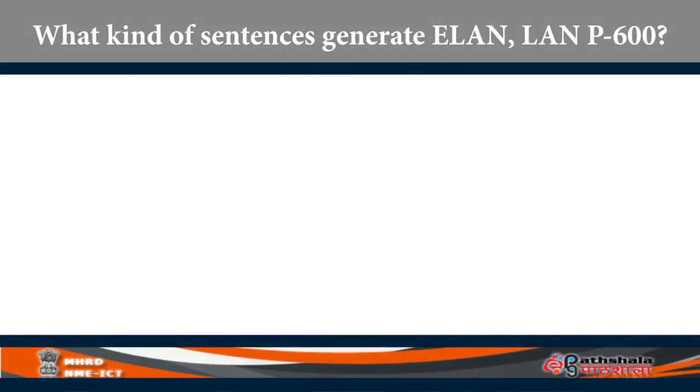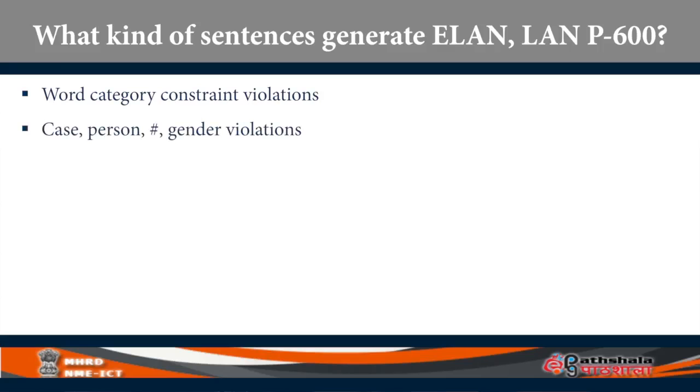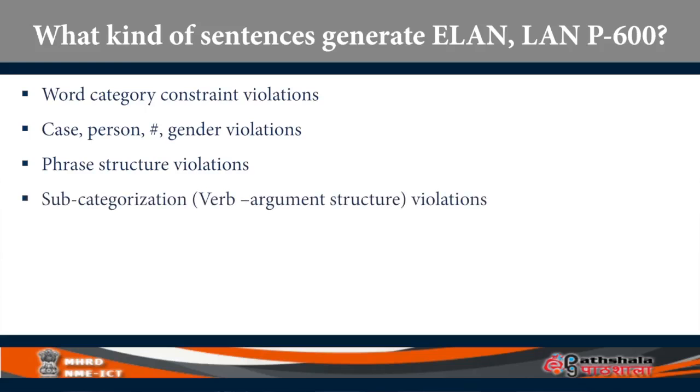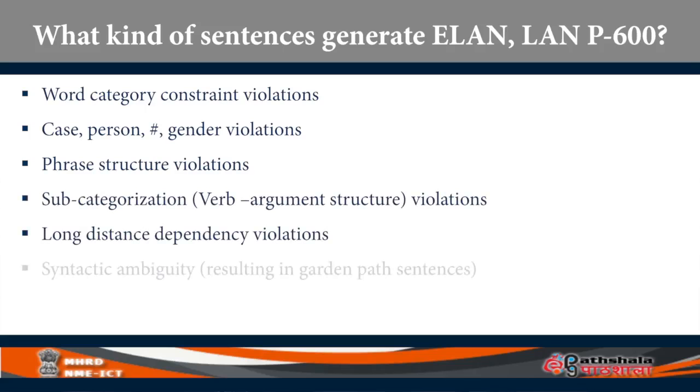So what kind of sentences generate ELAN, LAN and P600? What do we mean by morphosyntactic processing? What is it that we need to violate when we develop these sentences for tests like this? Word category constraints are violated, or case, person, number, gender agreement is broken down, or phrase structure violations, subcategorization violation, that means verb agreement structure violation, long distance dependency violation, syntactic ambiguity violation resulting in garden path sentences.